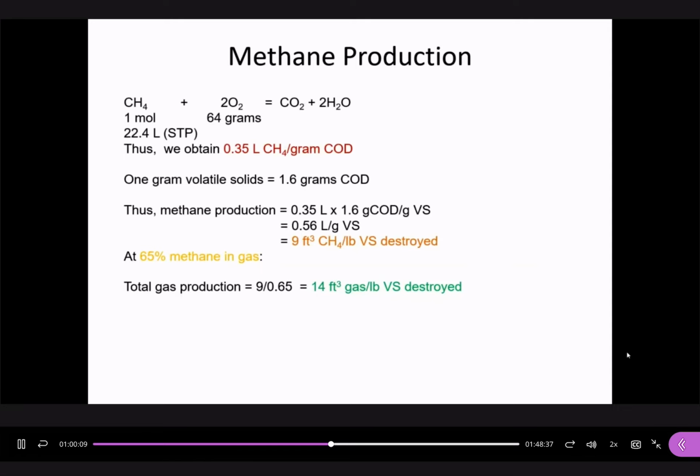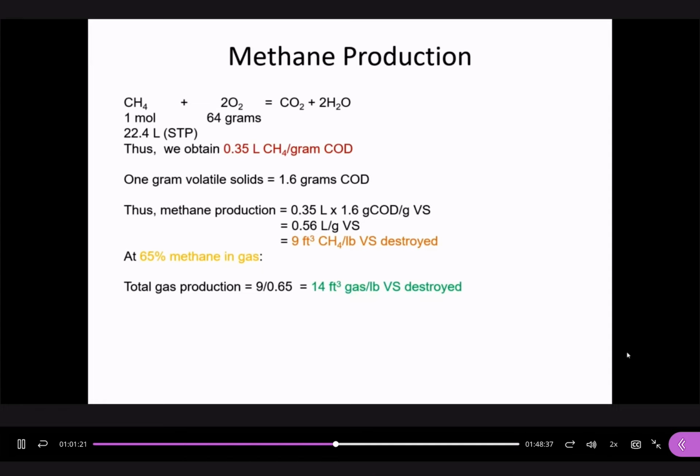1 gram of volatile solids is about 1.6 grams COD. Let me ask you this. You have calculated this: what is the theoretical COD of cells? How do we write cells? C5H7O2, right? What is the number? 1.42, right? 1.42 gram oxygen per gram cell.